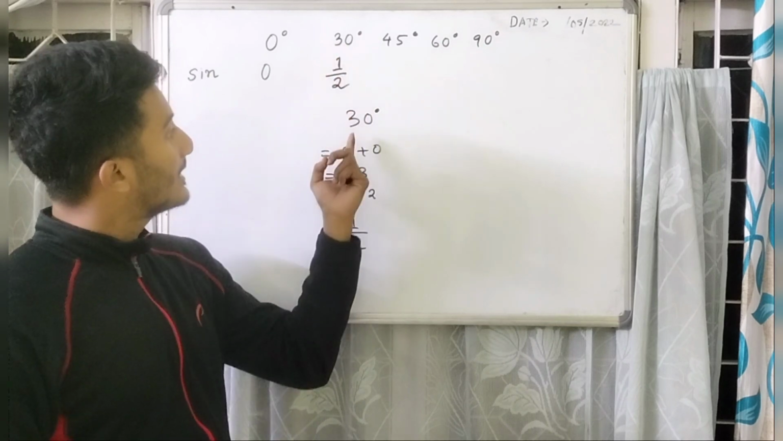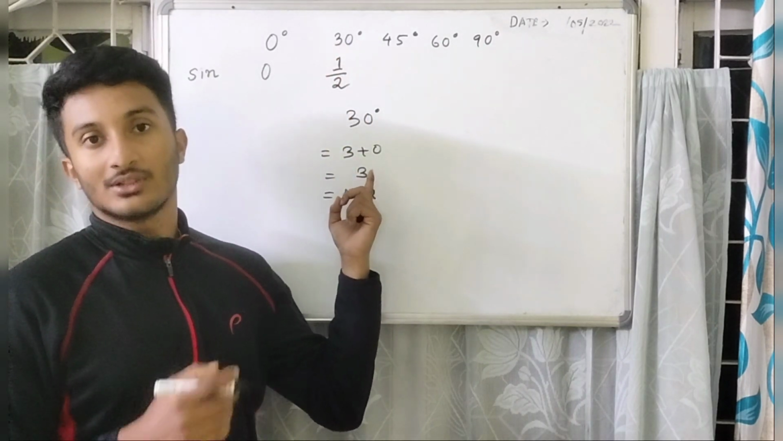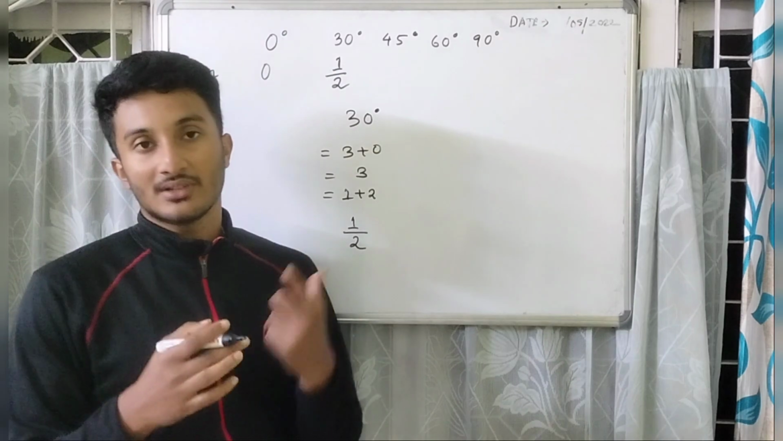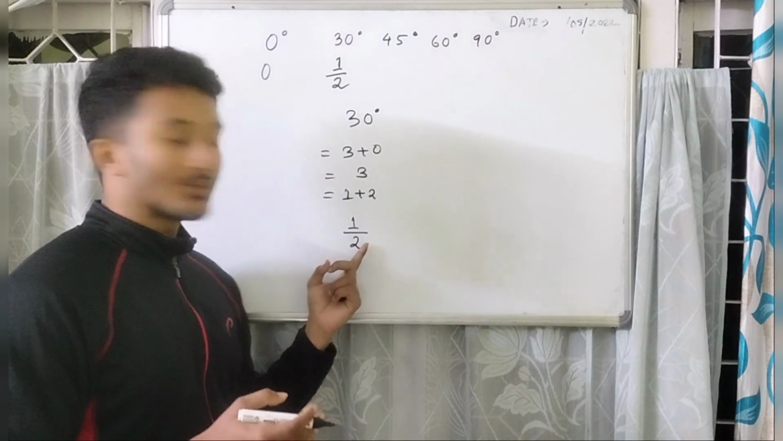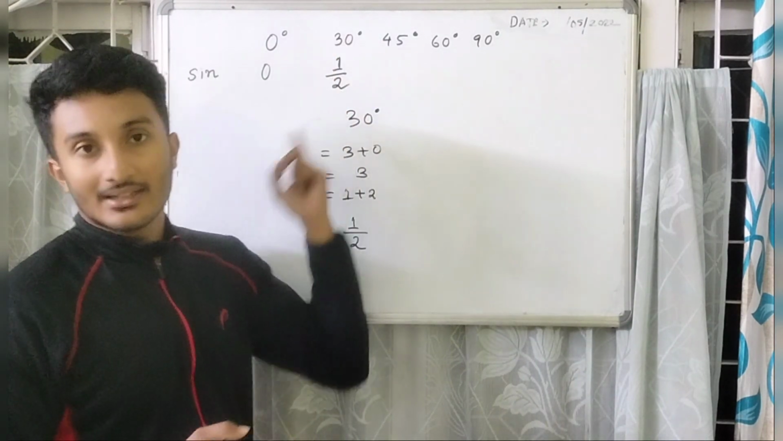First of all, we'll write down 30 degree, then we'll break down 30 degree into 3 plus 0, it will be 3. Again, we can break down 3 into 1 plus 2, so 1 plus 2 we can write as half. So in this way, you can remember that sine 30 degree is half.